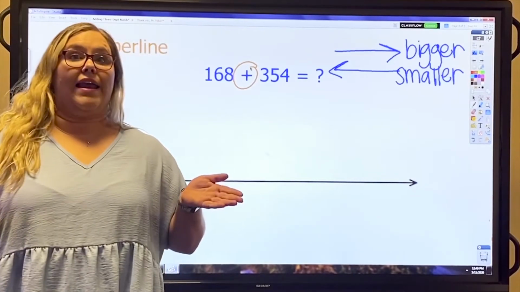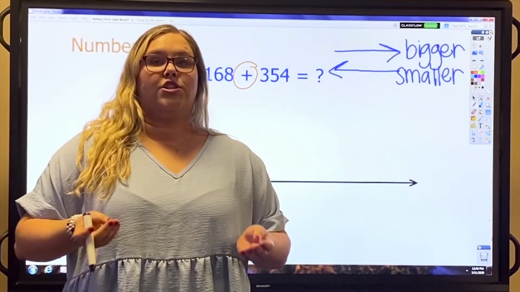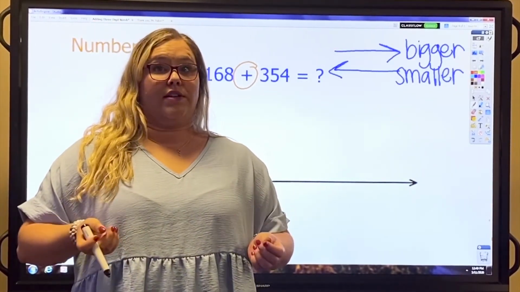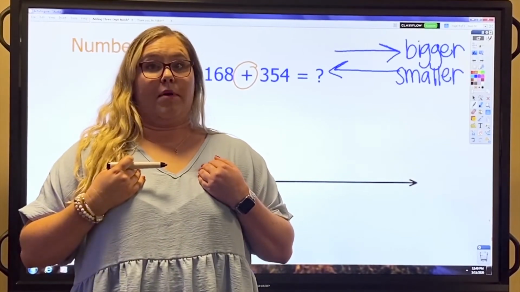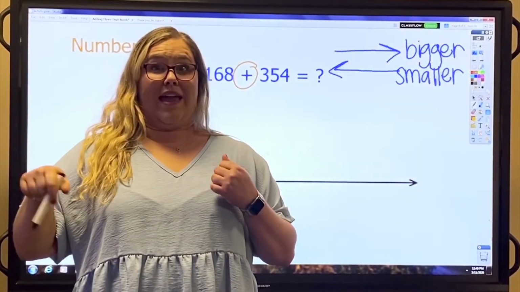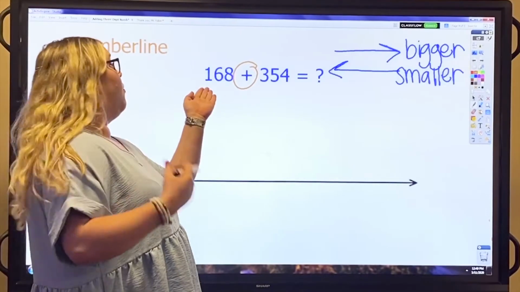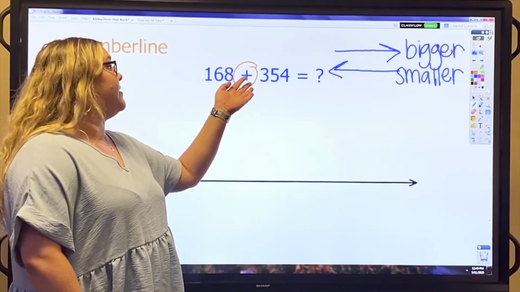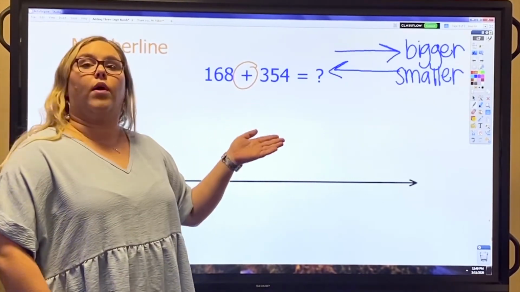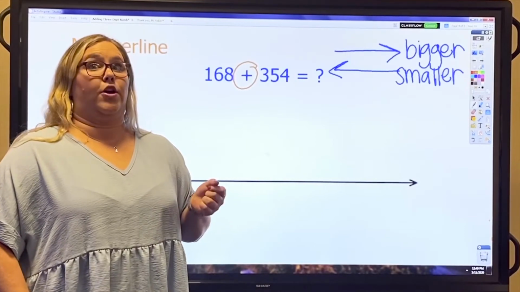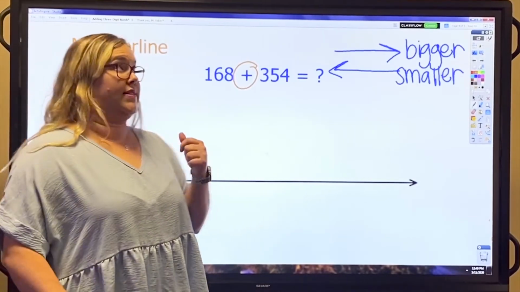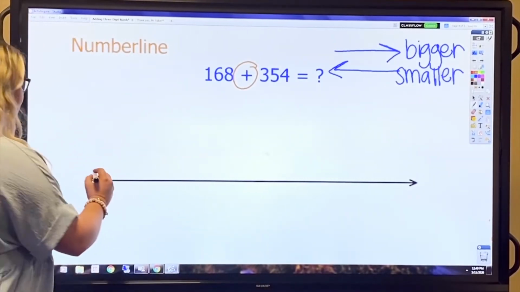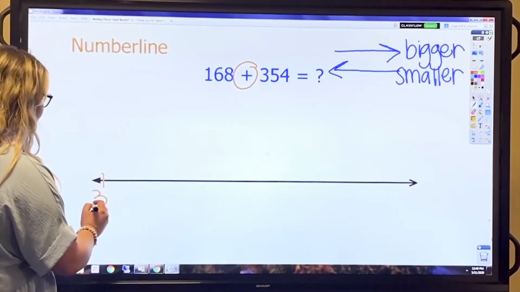Now, whenever you're adding numbers on a number line, you get to choose which number you use first. I always choose the bigger number because then I have less jumps to make. So in this case, 168 plus 354, 354 is the bigger number. So that's going to be the number that I choose. So I'm going to place 354 all the way to the left.